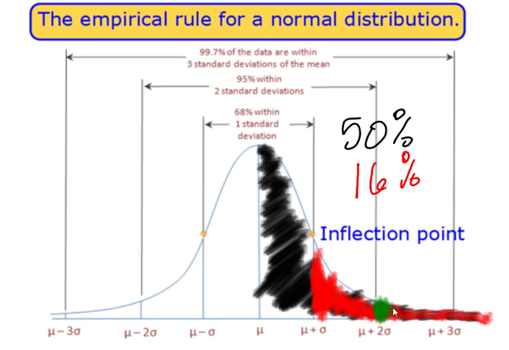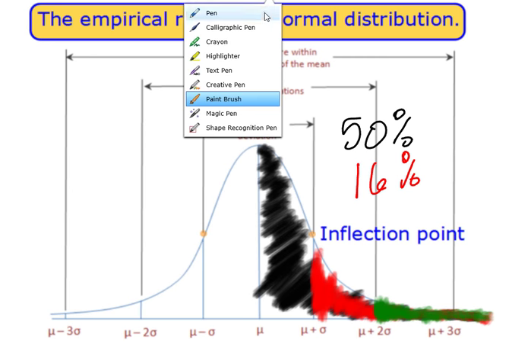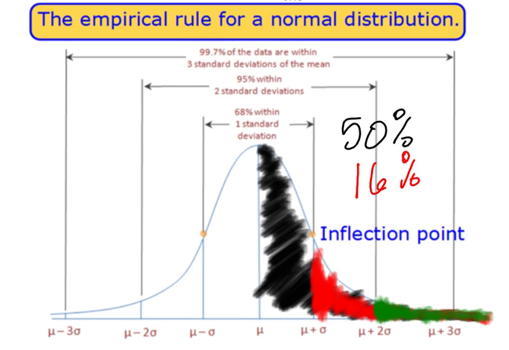The amount of data from the second deviation spot all the way out forever would take that 16% and take away that first 13.5, giving us 2.5% of the data.